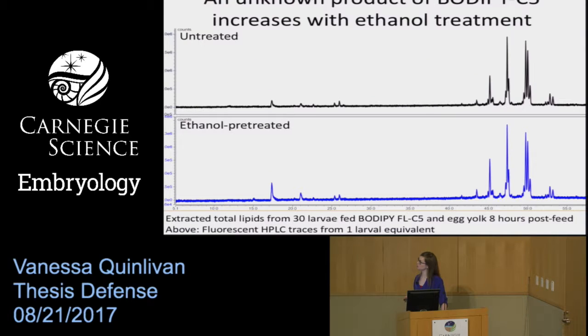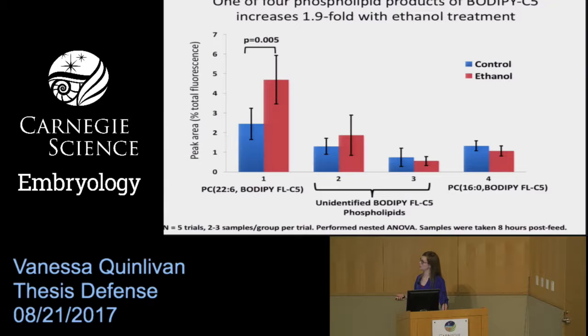So I also see this when I feed BDP-C5, our short chain fatty acid. In the ethanol pretreated larvae that were given 1% ethanol before feeding, we get a big increase in this peak without seeing any changes in any of the peaks in the rest of the HPLC trace. And this, again, is a phosphatidylcholine that contains an unsaturated fatty acid and our fluorescent lipid. When I quantitate this, again, I see a 1.9-fold increase in this phospholipid of interest, and I don't see an increase in the phosphatidylcholine containing palmitate and our fluorescent fatty acid, and I also don't see changes in the 2 other phospholipids that are formed from BDP-C5.